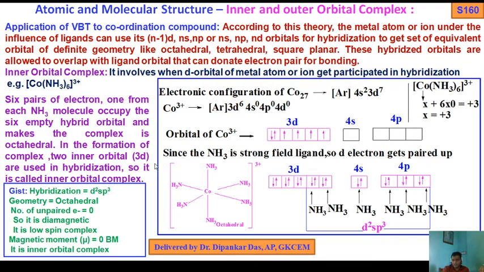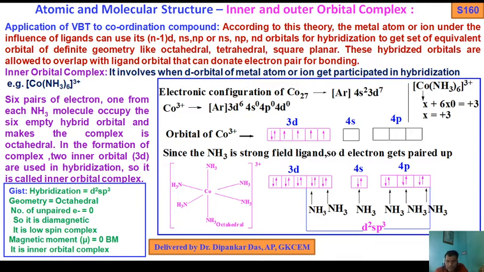In the formation of the complex, 2 inner 3d orbitals are used in hybridizations, so it is called an inner orbital complex. These 2 orbitals from 3d participate in the hybridizations. That's why it is called inner orbital. If these 2 orbitals are not involved, then it is not called an inner orbital complex. Since these 2 inner d orbitals get involved, it is called an inner orbital complex.